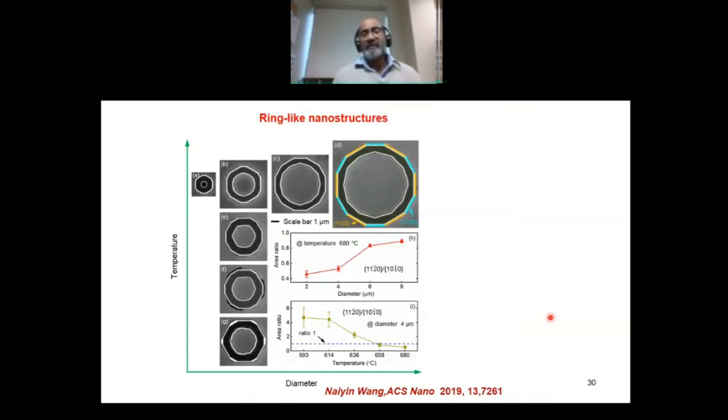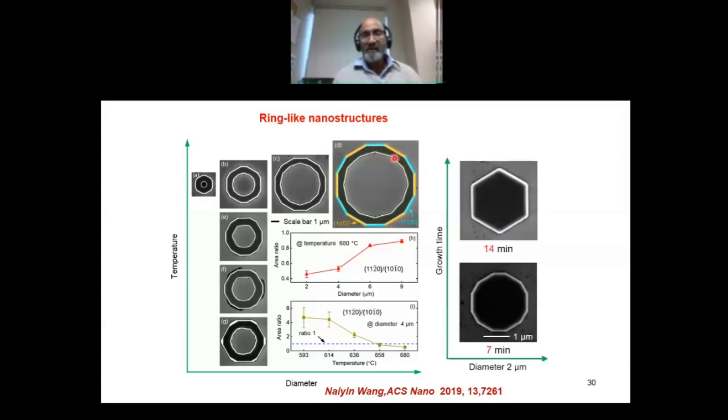So what will happen if you open a ring, for example? If you open a ring, again by optimizing the growth conditions, Nain Wong is able to show that you can get these beautiful ring-like structures with these alternating facets, which I was telling you earlier. If you keep on growing further, then this gap gets filled up and you end up creating this nice membrane structure. If you keep on growing, ultimately you end up getting these hexagonal facets because these are the lowest energy crystallographic facets, and crystals always like to be in the low energy state. So in the process, you get these beautiful hexagonal faceted structures also.